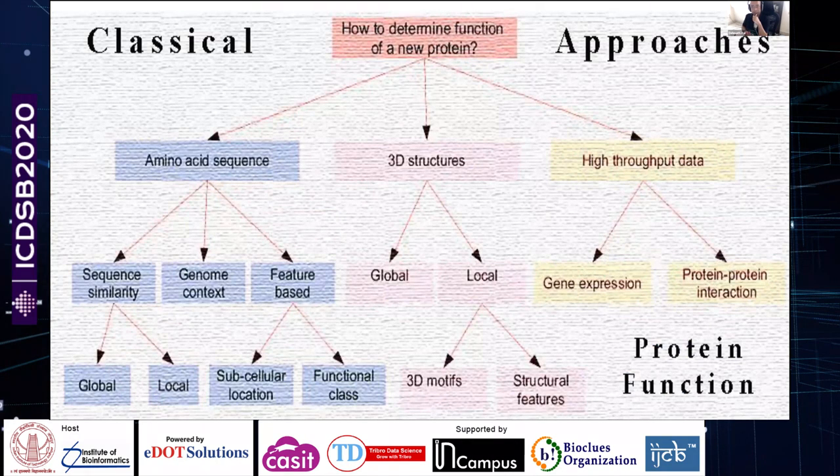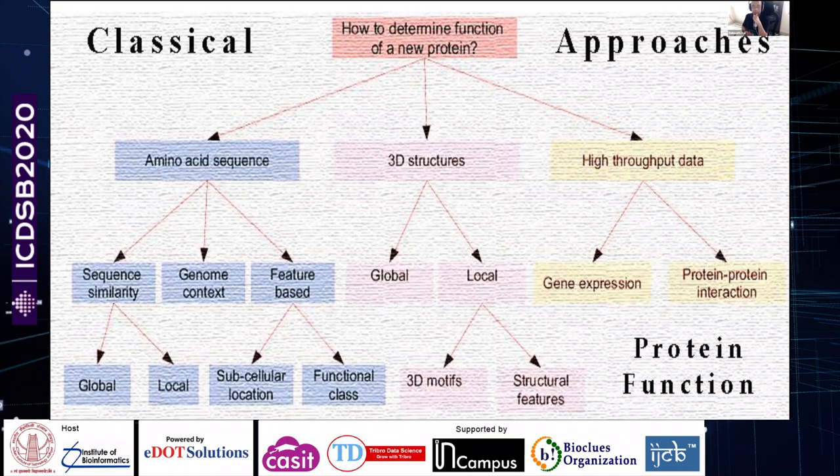If you have a protein and you want to determine its function, typically you may have a sequence at hand, you may have a 3D structure, or you may have gathered some high throughput data. If you have a sequence, you may want to do some alignment, and the alignment could be global or local, or you might want to use some genomic context based method to infer functional linkage, or you may want to use some features and then leverage machine learning.